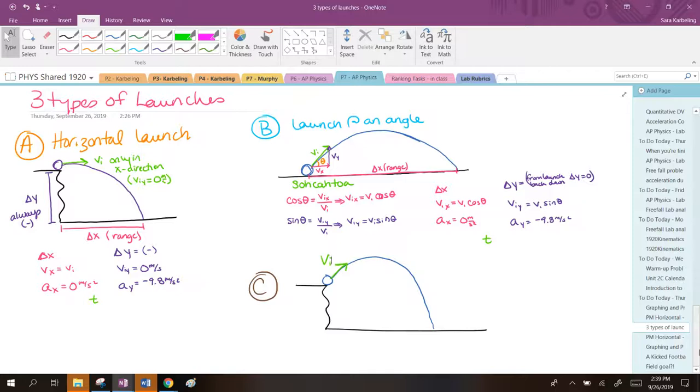I'm thinking now. Nope, I want to do it this order. I was just trying to decide which order I wanted to do. I think I want to do this.